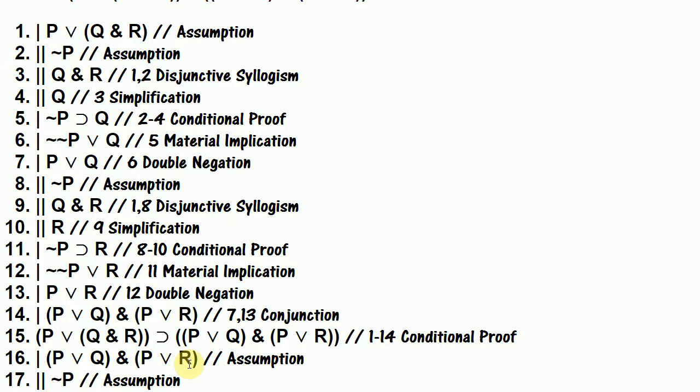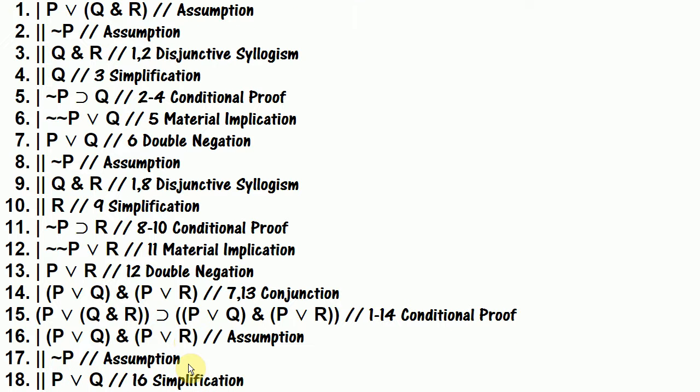And no, I'm not getting ahead of myself. I'm getting behind and ahead of myself and getting mixed up. I already assumed not P because I'm trying to prove a conditional that has not P as its antecedent. But not P is going to come in handy here for getting Q and R out of line 16.